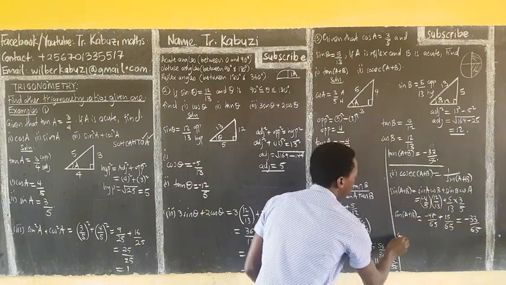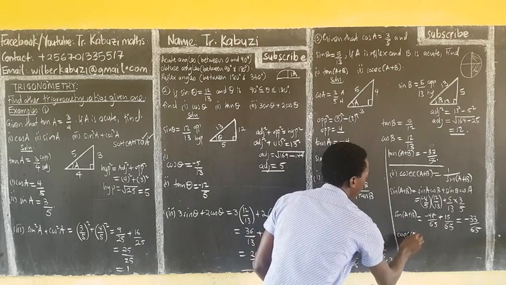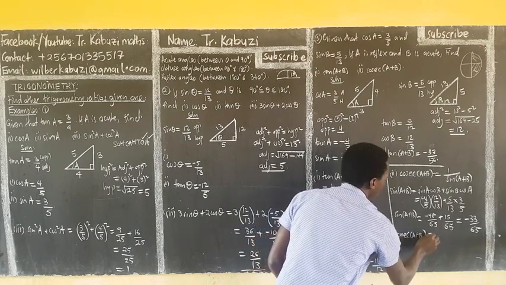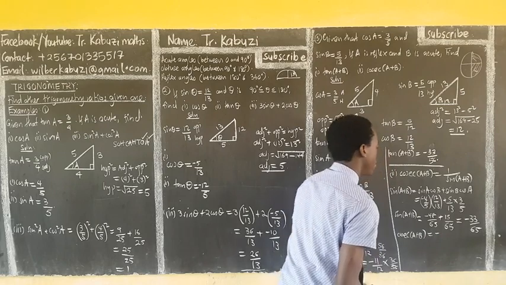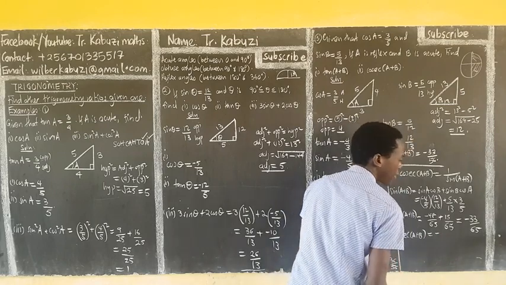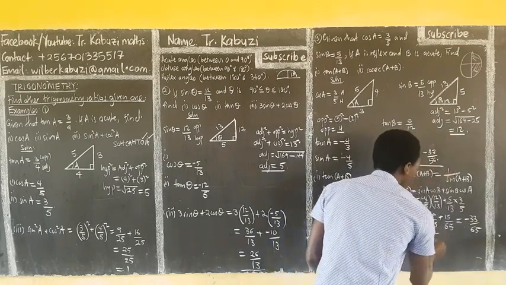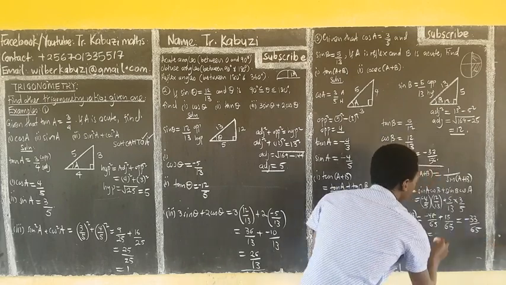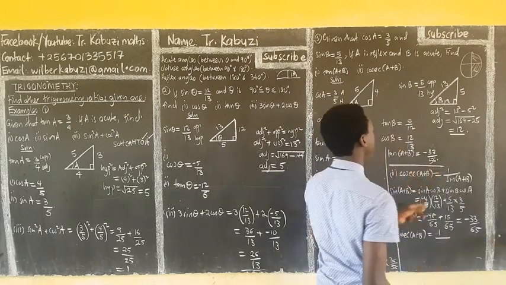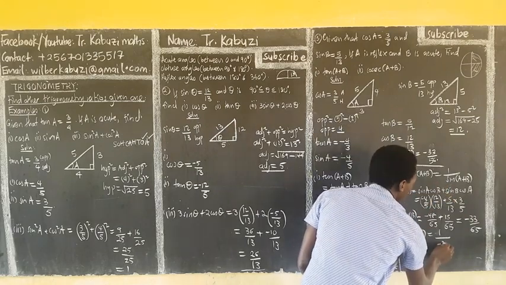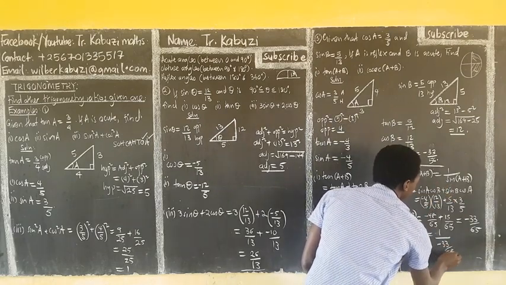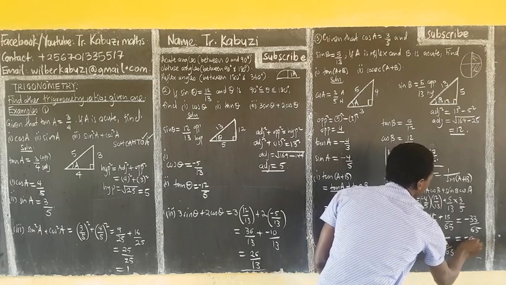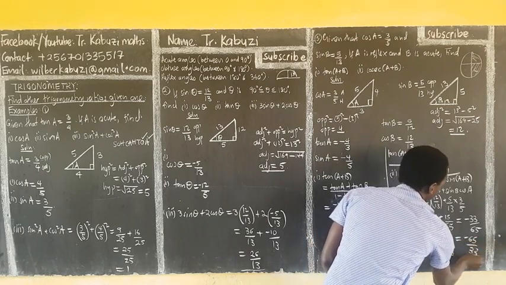Now your cosec of A plus B will be the reciprocal of this. It's going to be 1 over the value of sine, 1 over the whole of this, which is negative 33 over 65. When you get the reciprocal, you get negative 65 over 33.